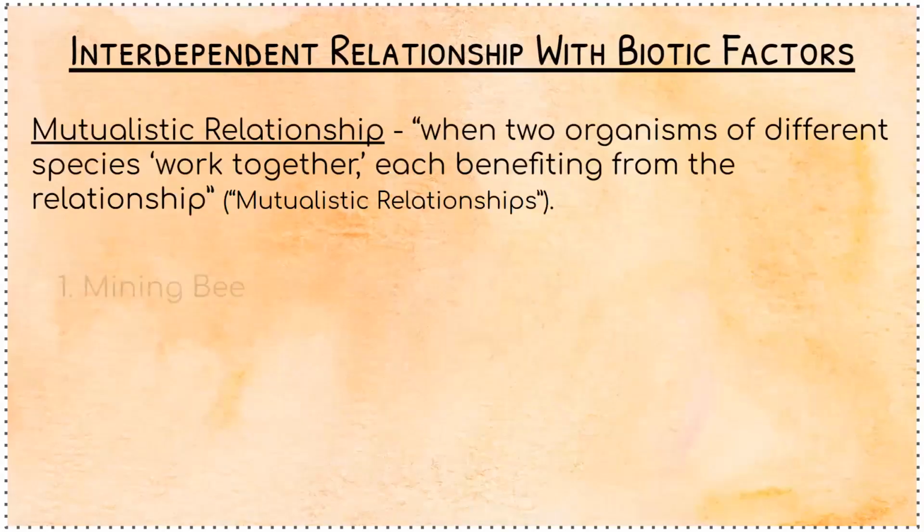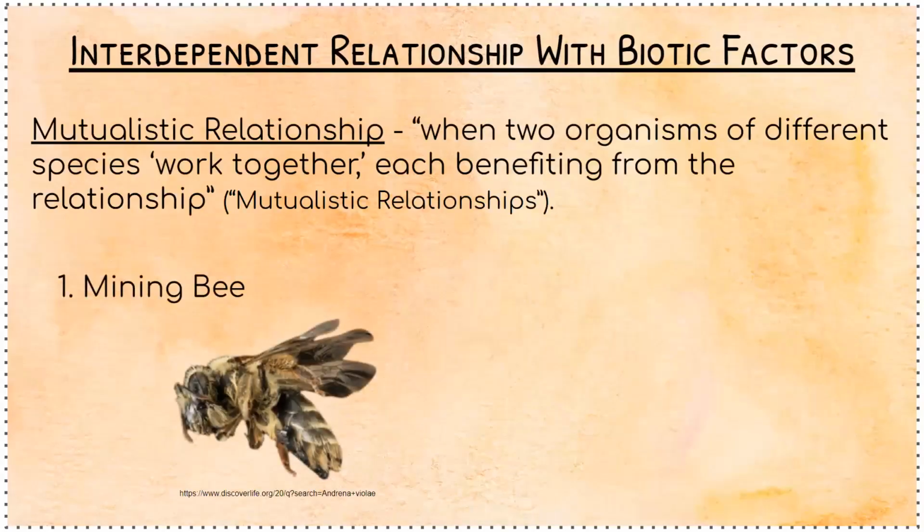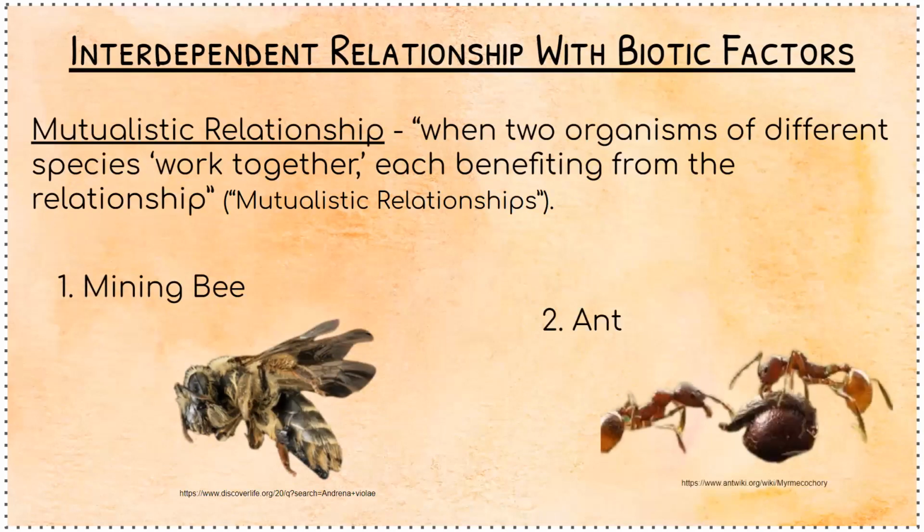The blue violet also has interdependent relationships with biotic factors. Biotic factors are the ones that are living. Examples of these are plants and animals. One relationship that the blue violet has with biotic factors is a mutualistic relationship. A mutualistic relationship is one where two organisms of different species work together, each benefiting from the relationship. The blue violet has a mutualistic relationship with two different organisms, the mining bee and the ant.